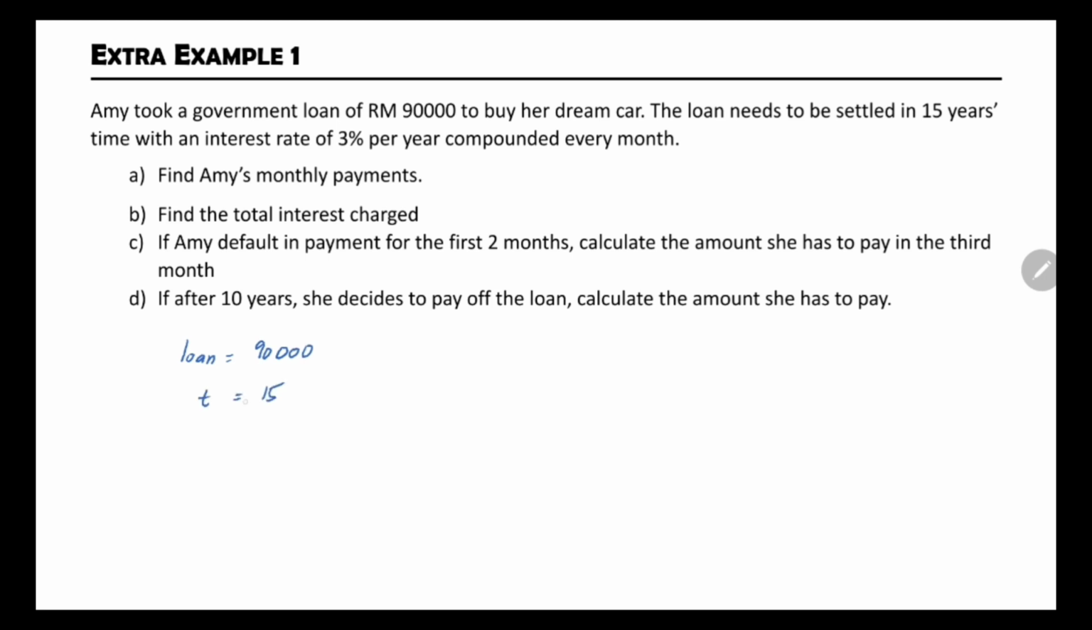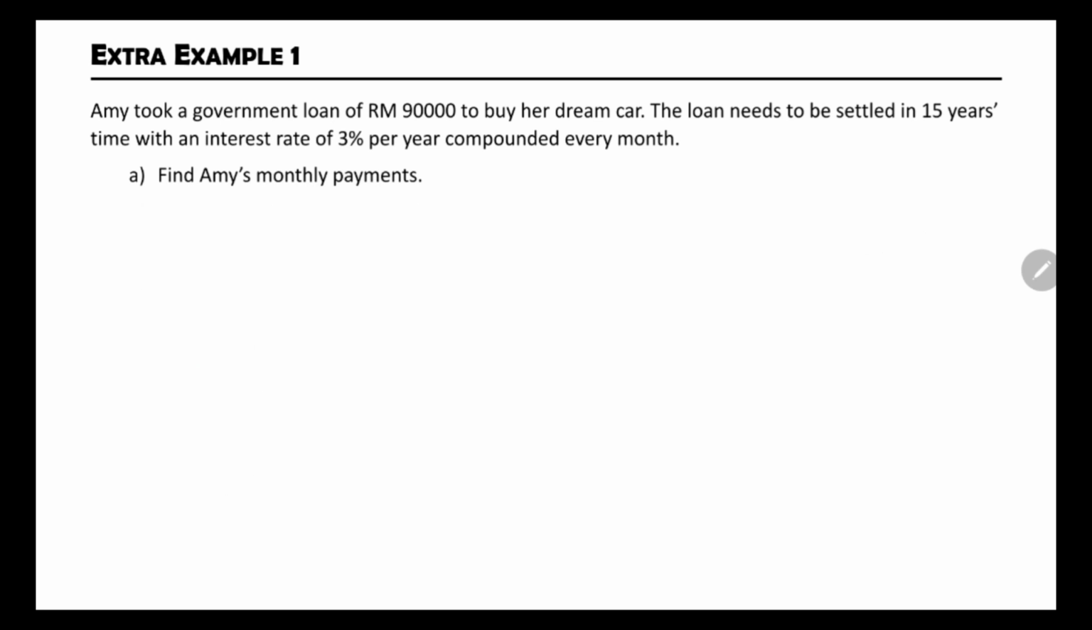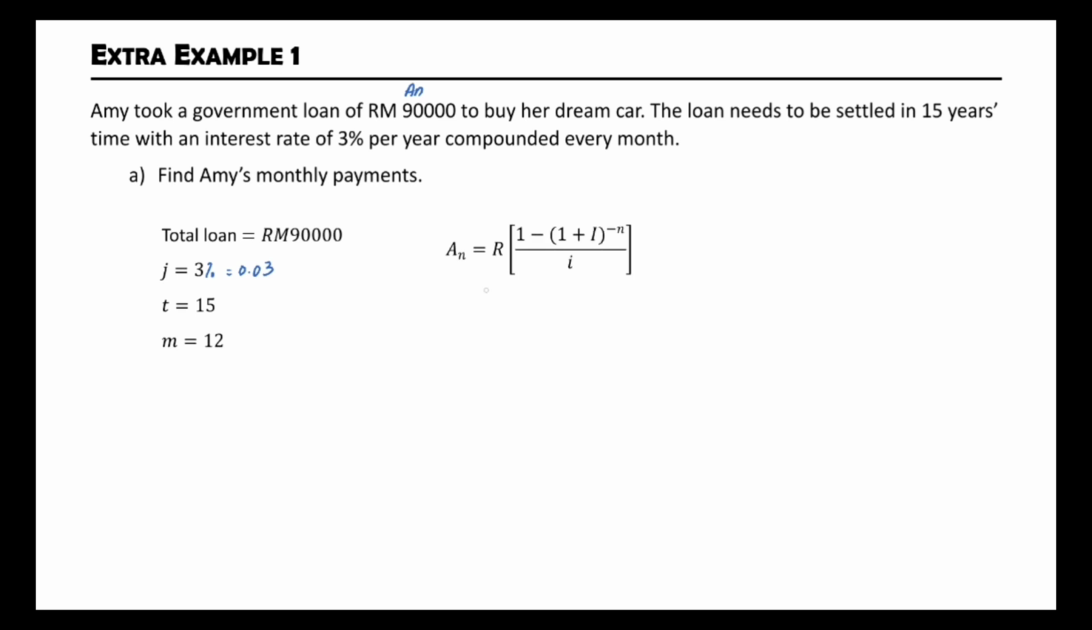T is 15 years. J is 0.03 and compounded monthly. Amy's monthly payment, we're looking for R, since this is the loan, so this is the present value AN. Total loan 90,000, J equal to 3%, 0.03, T is 15 and M is 12. AN is given by the formula where we're looking for R. AN is 90,000.